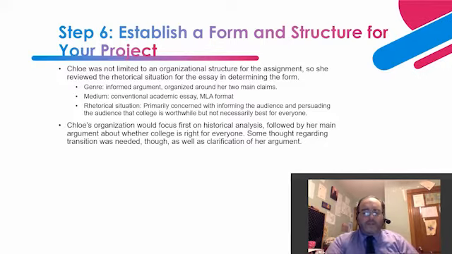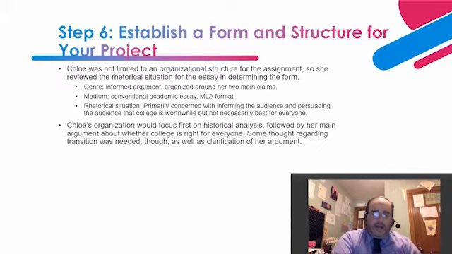So starting with genre. The assignment specifically called for an in-depth, informed argument that reflects your understanding of the issue. So obviously that doesn't really give Chloe much to go on in terms of her genre. But she decided that what she was going to write was going to be an informed argument essay, which was organized around her two main claims. So she is using a deductive reasoning style, where she's coming up with a conclusion, and she's forming the argument around those two main conclusions.